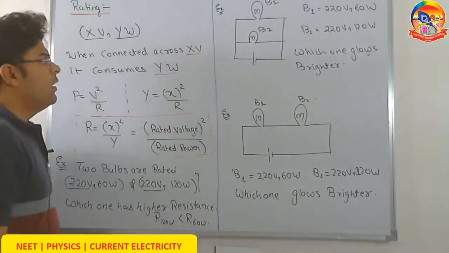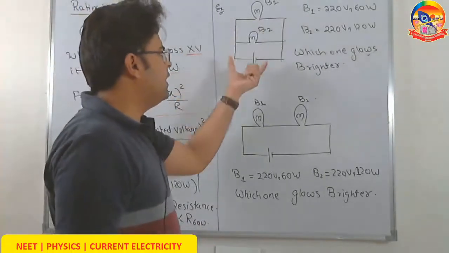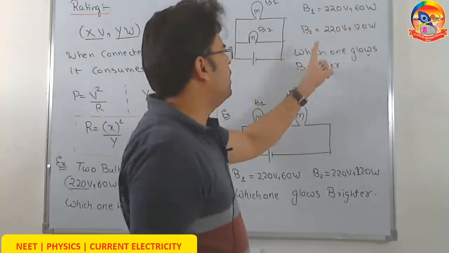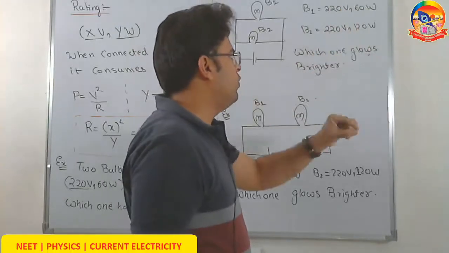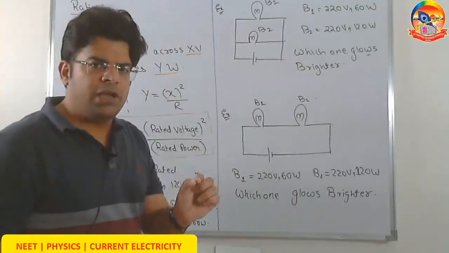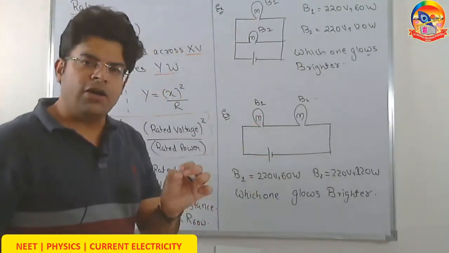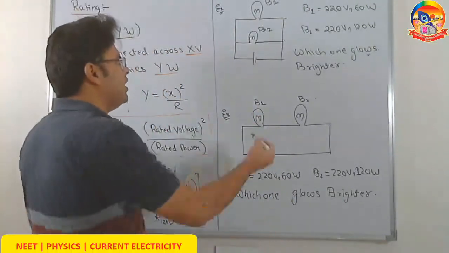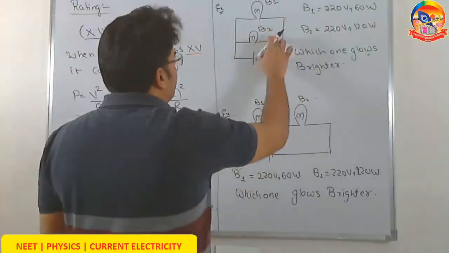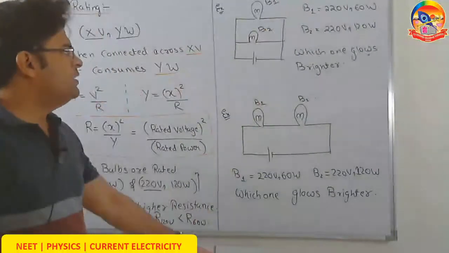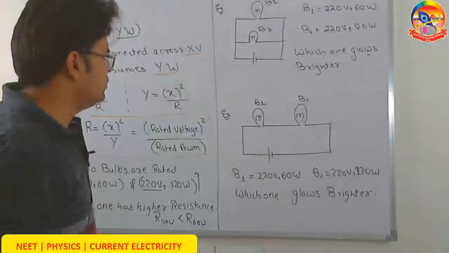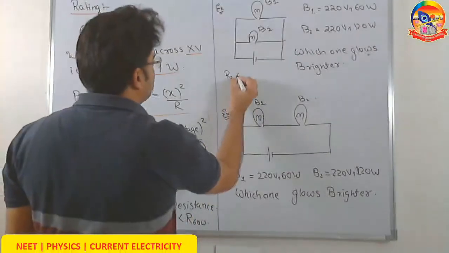Next question. Two bulbs B1 and B2 are connected in parallel with a source. If the rating of B1 is 220 volt 60 watt and the rating of B2 is 220 volt 120 watt, which one glows brighter? Every time you get this type of question, I recommend you do not think of bulb as bulb. Think of bulb as resistor. Now here you have got two resistors connected in parallel. Think and tell which one has got higher resistance. Since the rated power of second one is more, the resistance of second one will be less. So I can say that R2 is less than R1.